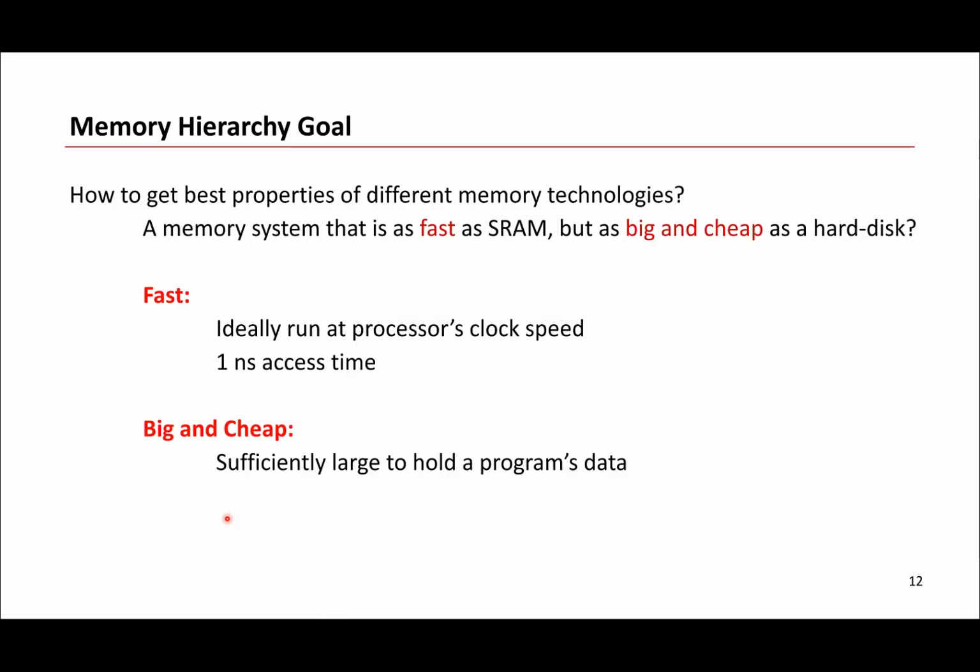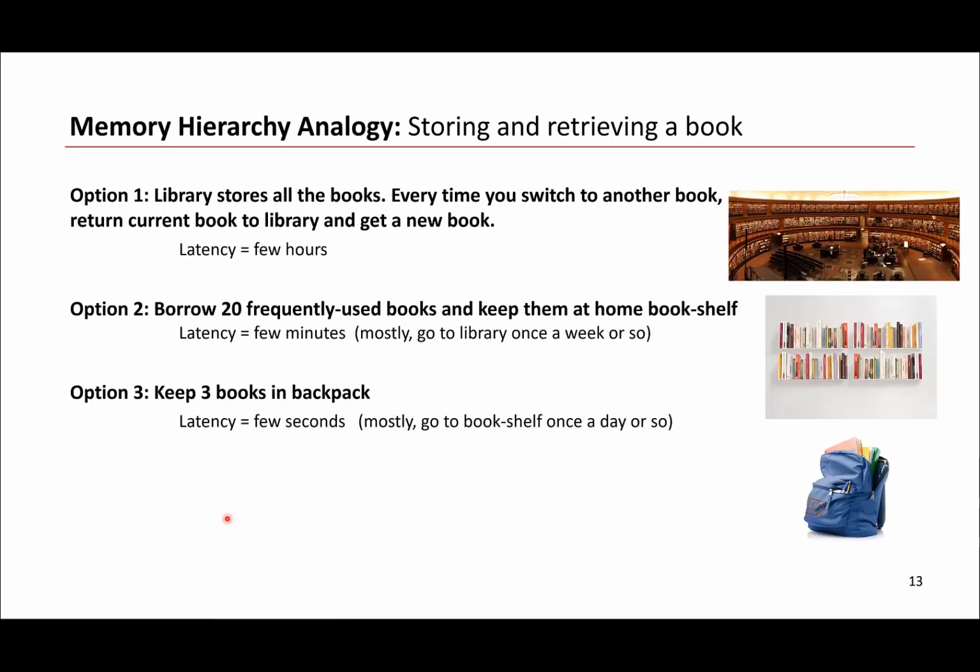So, what do we desire? Well, we want a memory system that is as fast as SRAM that sits at the top of the pyramid, but we also have space to store all the data that we want. And so we need a system that is big and cheap, like a hard disk. So we want the best of both worlds. How to achieve that? To understand how to construct a memory hierarchy, it's worthwhile to think about an analogy from our life. Say you are an avid book reader that uses the library a lot.